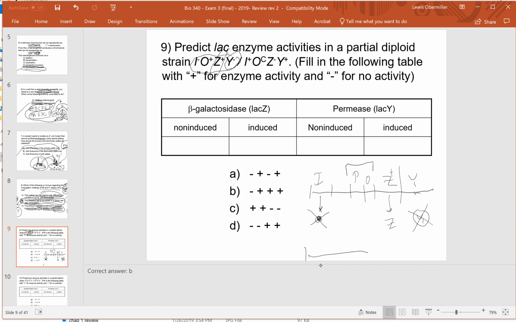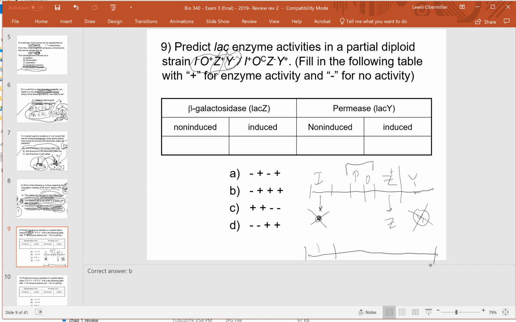So let's draw the other chromosome. Here we have the same ones, I plus. So this one is going to make I, which is the repressor. Then we have the promoter, the operator, Z and Y.